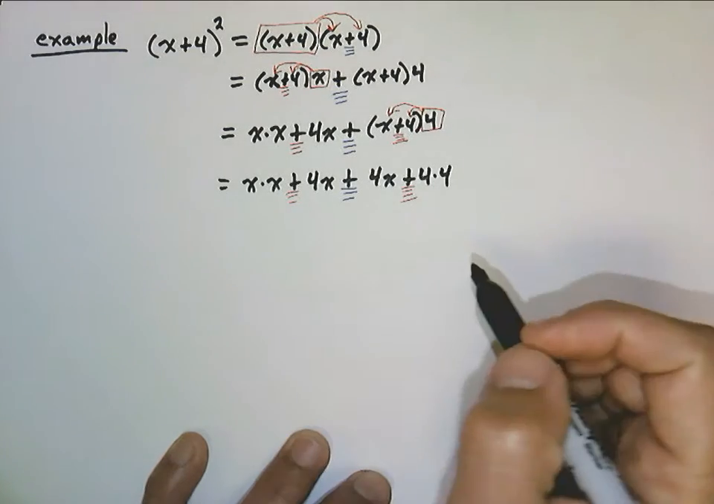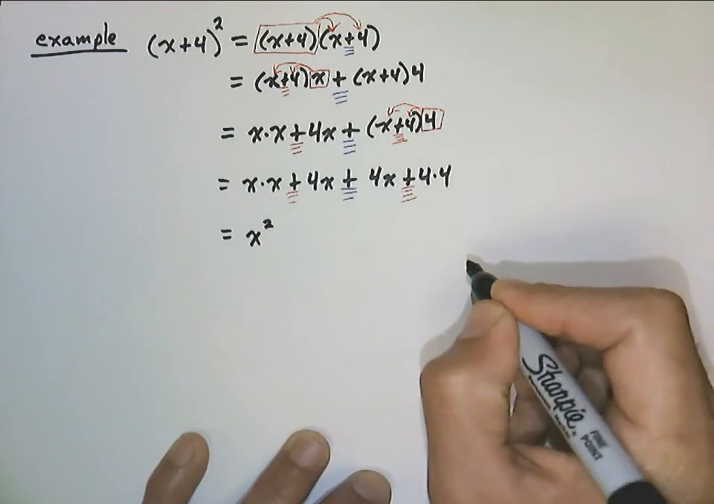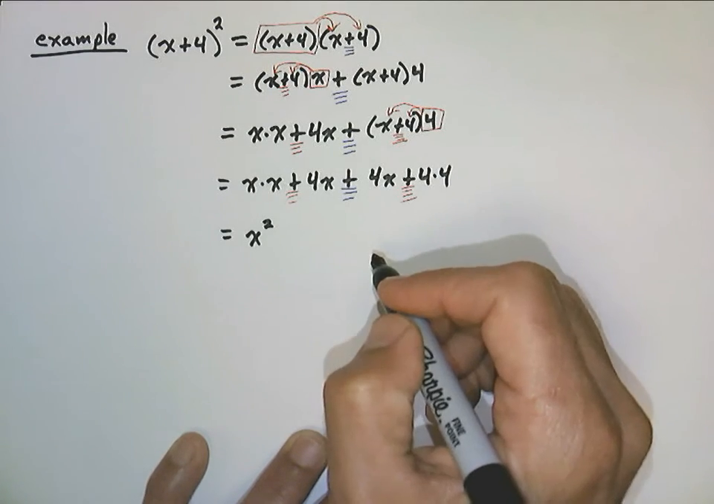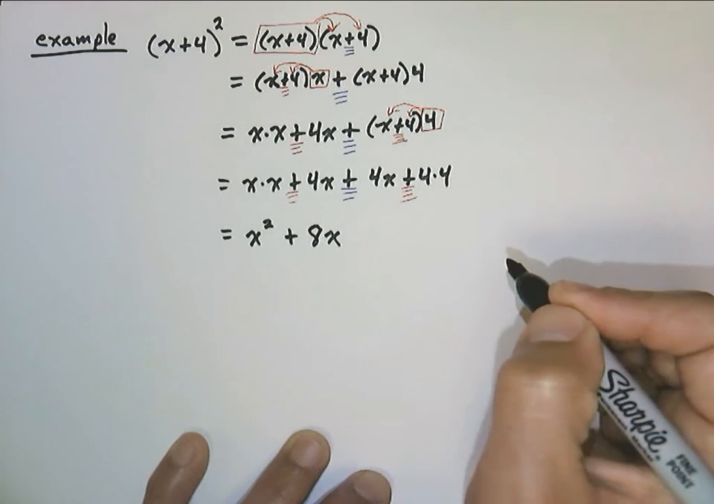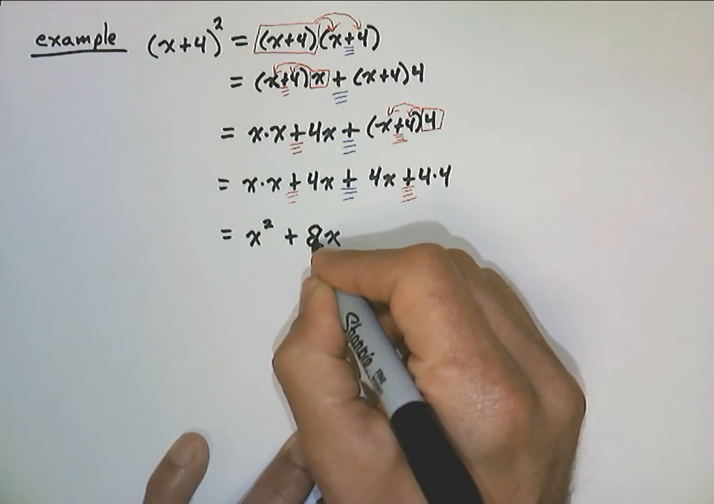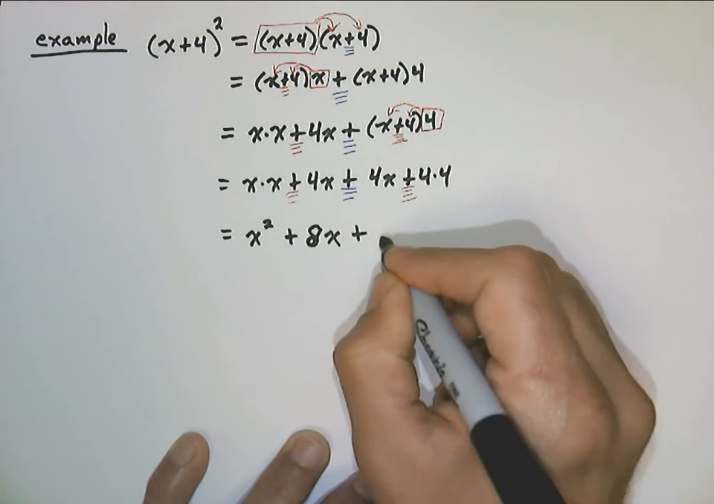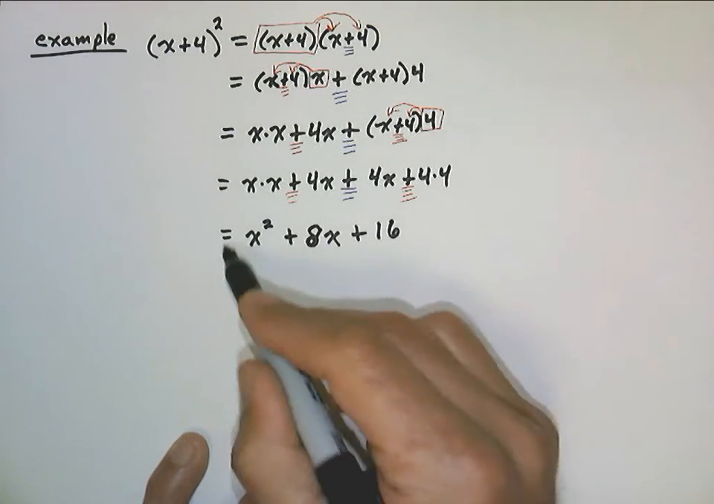Now we just do a little combining of like terms. x times x is x squared. 4x plus 4x, those are like terms now, so we can add those together: 4x plus 4x is 8x. Plus, finally, 4 times 4 is 16. And now this is completely simplified.